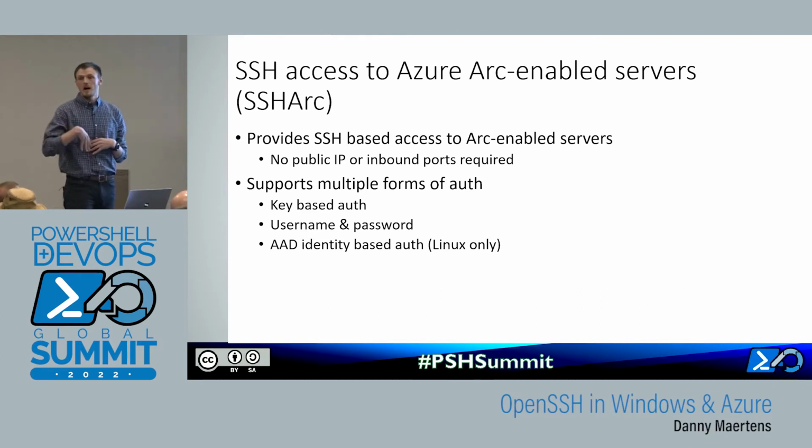So let's say I've already got, let's say, 100 servers that are distributed across both Windows and Linux. And I have keys provisioned for my Linux machines. I have usernames and passwords provisioned for my Windows machines. I can onboard them onto an Arc-enabled server. And then I can migrate all those keys and still use that same form of auth, just with the scenario I'll show you in a little bit with just the az ssh vm command.